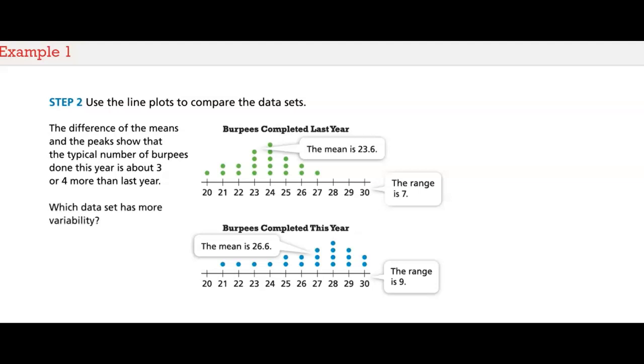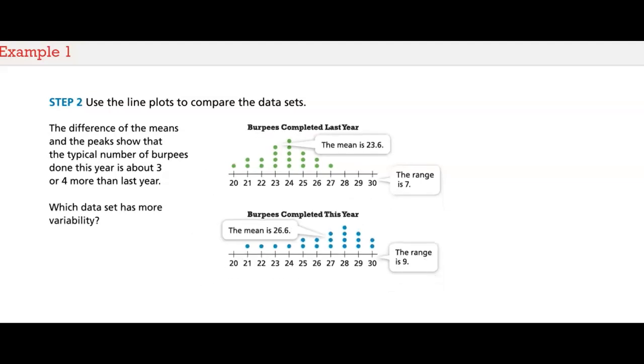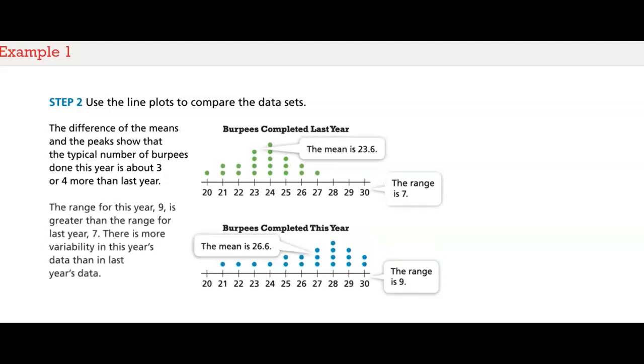Which data set has more variability? Select your answer. The range for this year, 9, is greater than the range for last year, 7. There is more variability in this year's data than in last year's data.